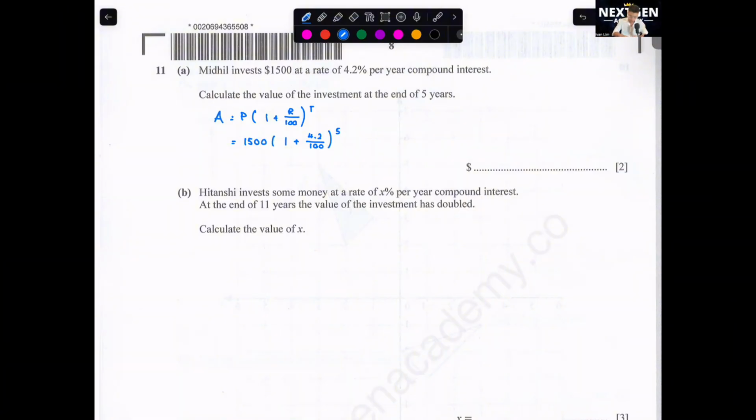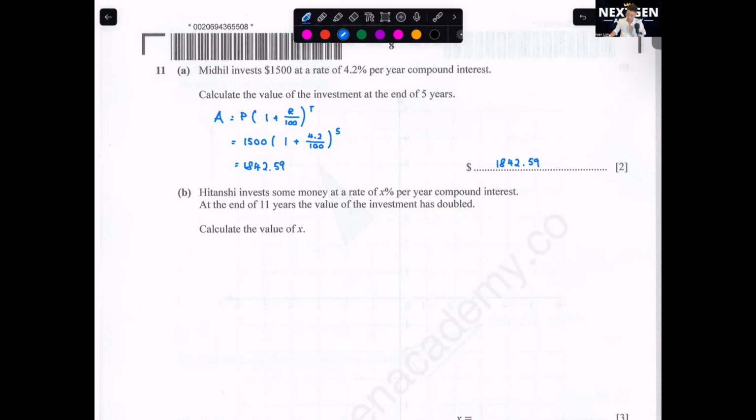What will you get? 1 plus 4.2 over 100 to the power of 5 times 1,500. We will get 1842.59. Please don't round up to 1842.6, because this one is money and you see after 59 is 4. So 1842.59. Okay, the next one.